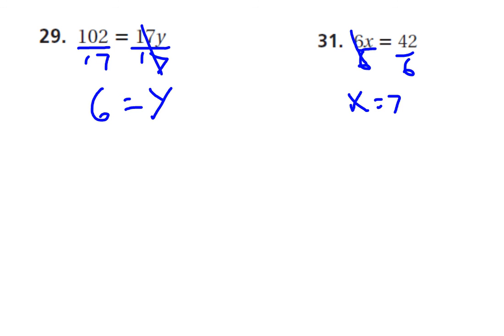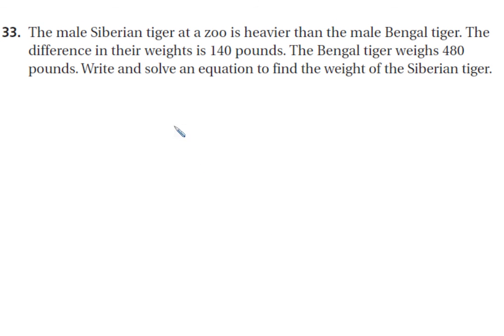I'm out of time. So work this one out on your own, and you should get S, the Siberian, minus 480 equals 140. And so to isolate the x, you can add 480 to each side, and you get S, the Siberian, equals 620.